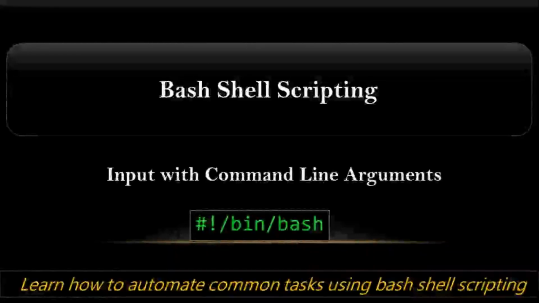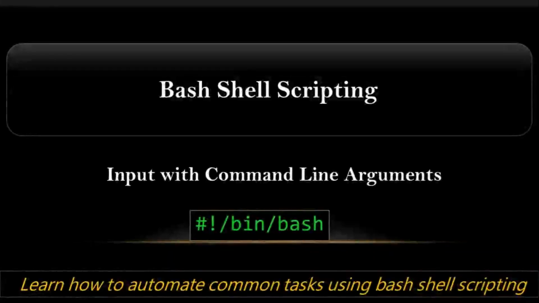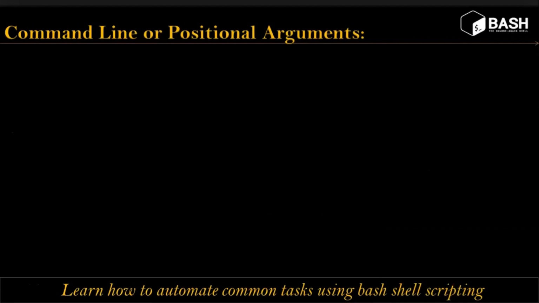Friends, here our concept is input with command line arguments. We already know how to provide an input for your shell script using the read command. Now, instead of the read command, you can also use command line arguments to provide an input for your shell scripts. Let me explain that. These command line arguments are also called positional arguments.